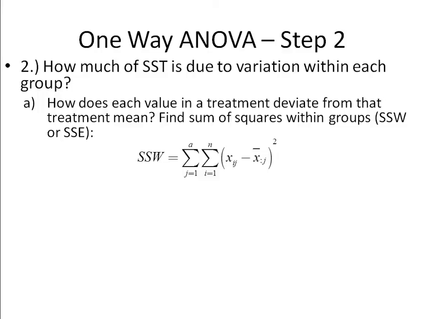In matrix notation, it's each value within a treatment subtracted by the treatment mean, squared, and then you add all those up. The degrees of freedom for this calculation is A, which is the number of treatments, times the quantity of the number of values in each treatment minus 1.